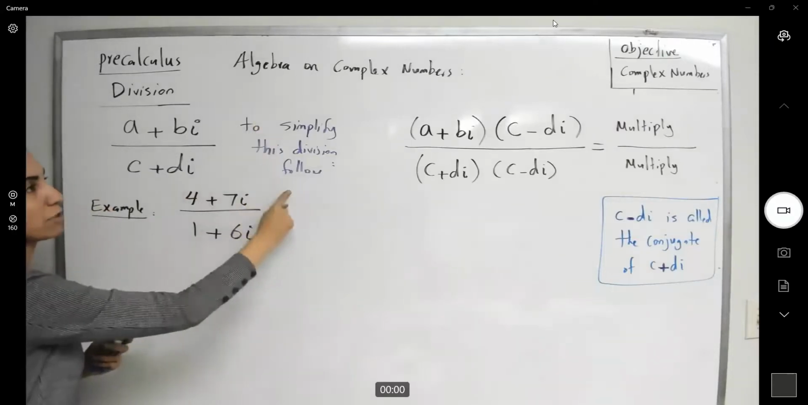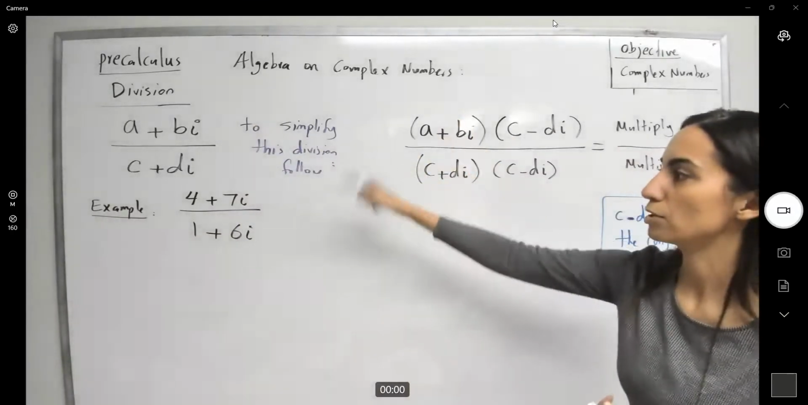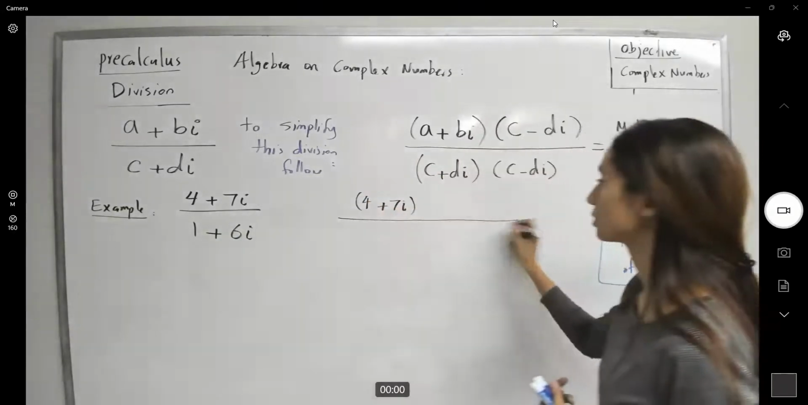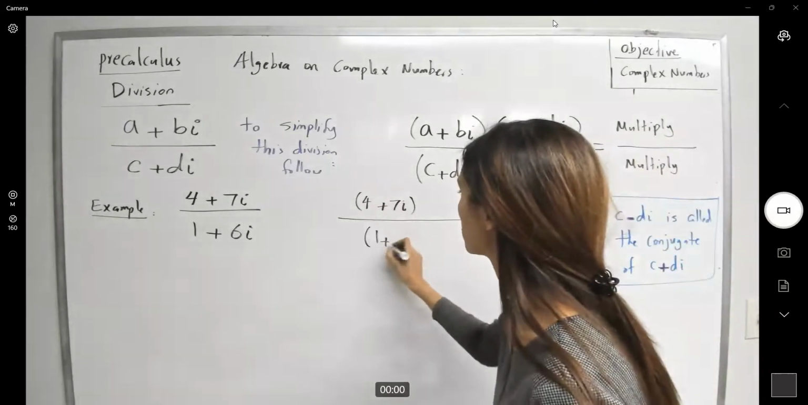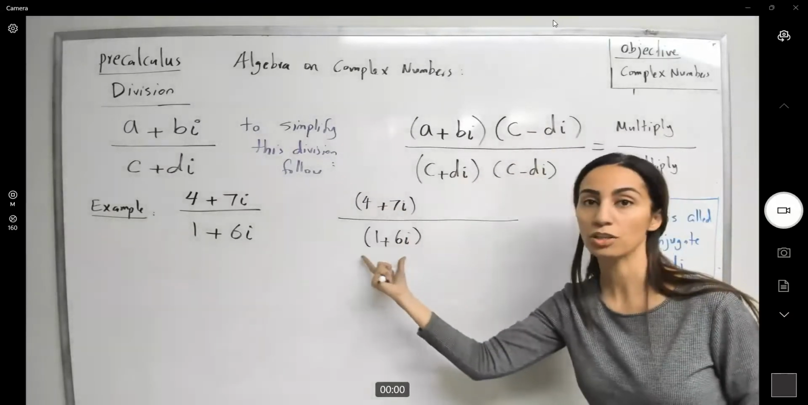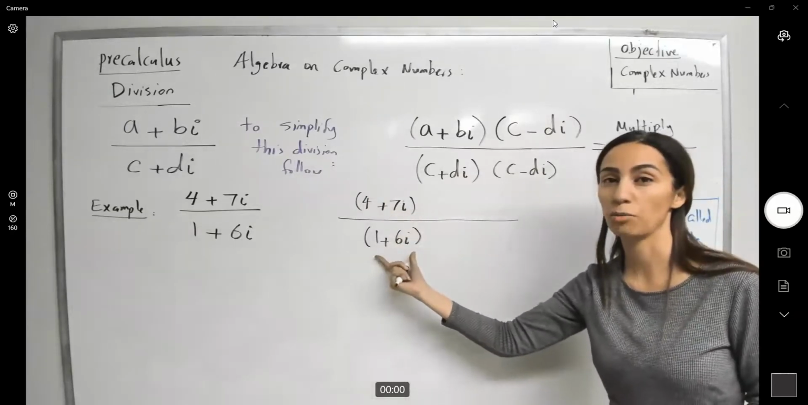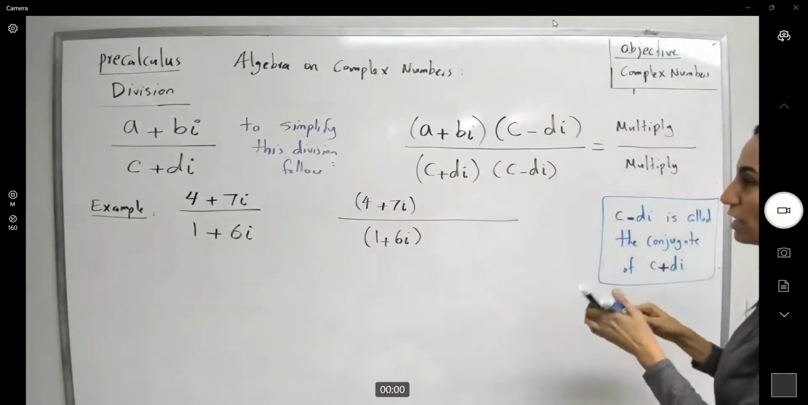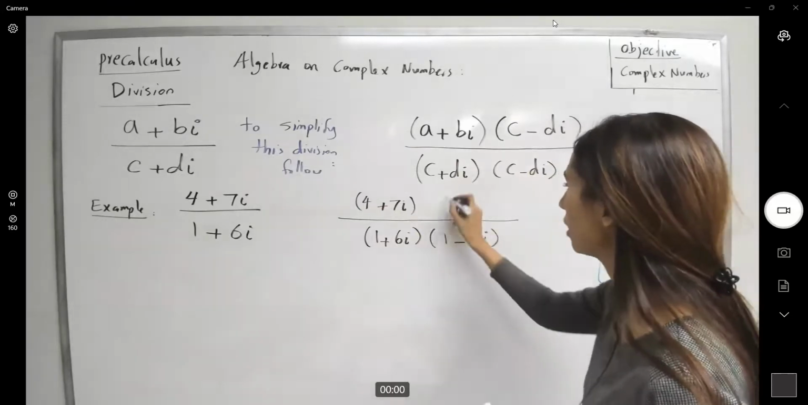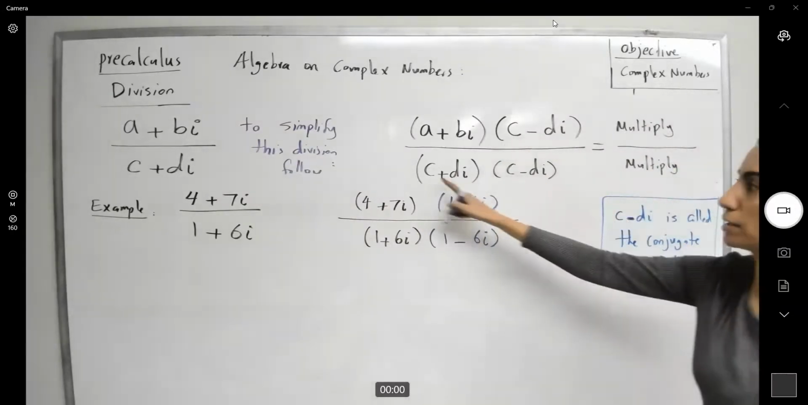To simplify this division, follow. I'm going to copy down these two numbers, 4 plus 7i, and I'm going to use a long division bar, 1 plus 6i, and multiply both the numerator and the denominator by the conjugate of the denominator. Guys, I don't need the conjugate of the numerator. I need the conjugate of the denominator. Why? Let's check. What do we have? Multiplied by 1 minus 6i and 1 minus 6i. c minus di, c minus di.